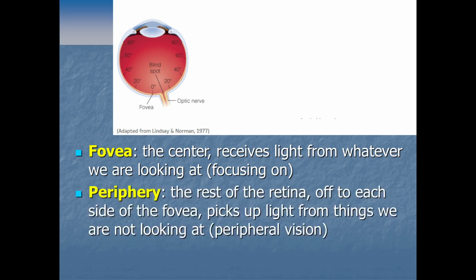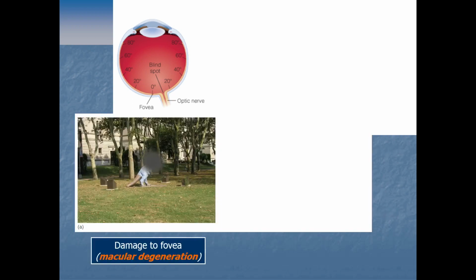So then the rest of the retina, so if the fovea is at 0 degrees at the back here, the rest of the retina off to the sides is called the periphery of the retina. And that's just because it picks up light from our peripherals, right? From our periphery, off to the side of where you're looking, off to the side in the visual field. So in other words, the rest of that is what gives us peripheral vision.